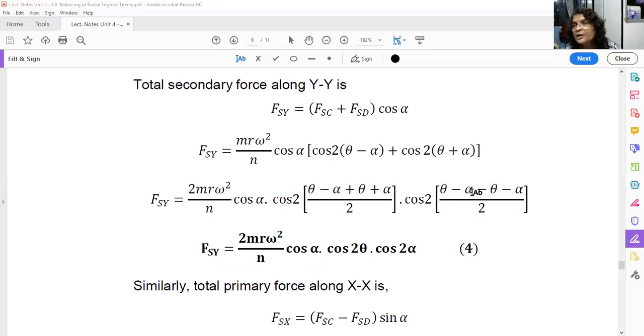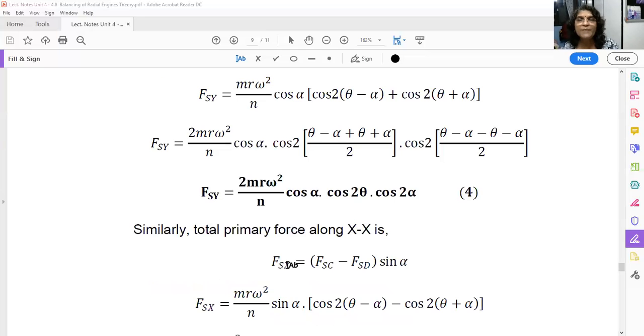Similarly here, only alpha will be remaining, minus 2 alpha will be remaining. So it will be cos minus 2 alpha, but cos minus 2 alpha is the same as cos 2 alpha. Okay. So the total force along the y direction, which is the secondary unbalanced force, is 2 mr omega square upon n into cos alpha as it is into cos 2 theta into cos 2 alpha. Don't worry, you don't have to remember this formula. You have to understand the step-by-step procedure, because the same procedure you are going to use to solve the problem. Okay, you don't have to learn the formula by heart.